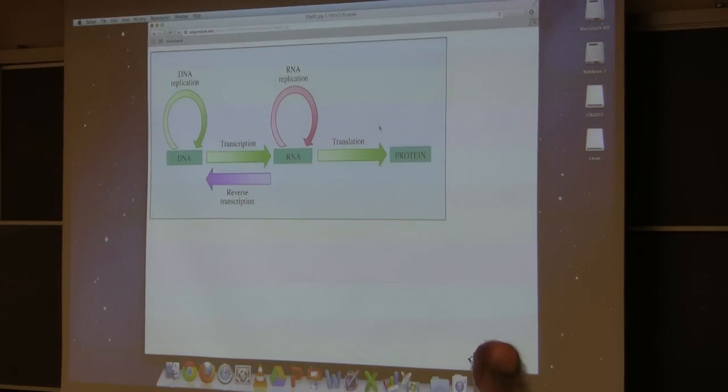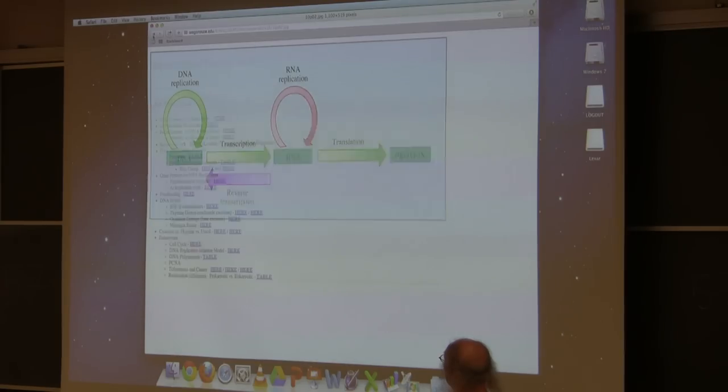Okay, we don't have anything that goes from protein back to RNA. There are some viruses that start out as RNA and they get copied as RNA. That's what this is showing right here. So just like DNA can replicate itself and make more DNA, some viruses start out as RNA and make RNA. We don't have a process like that in our cells.